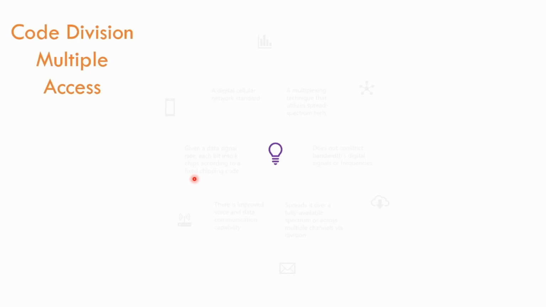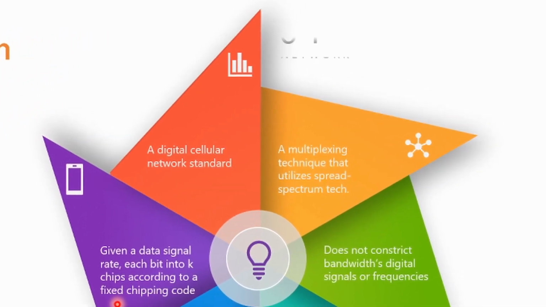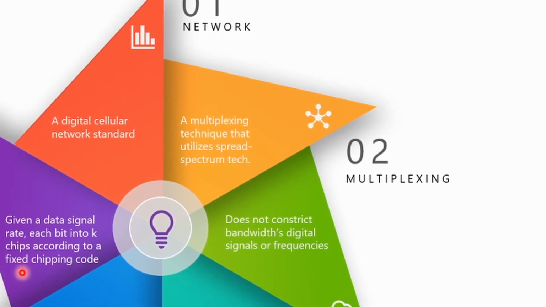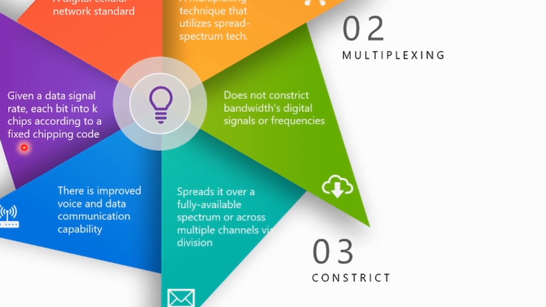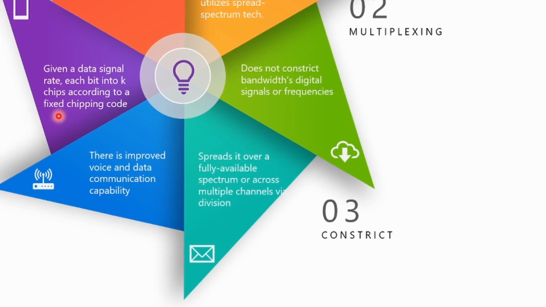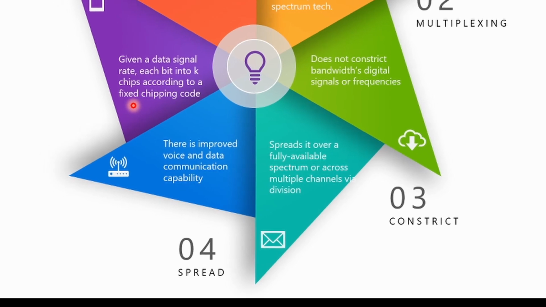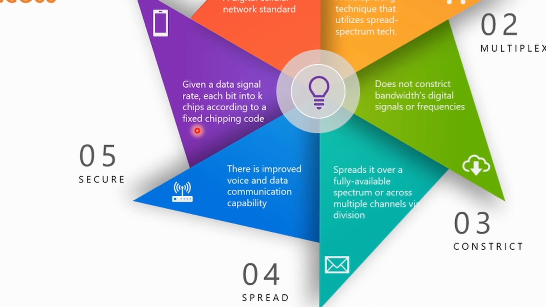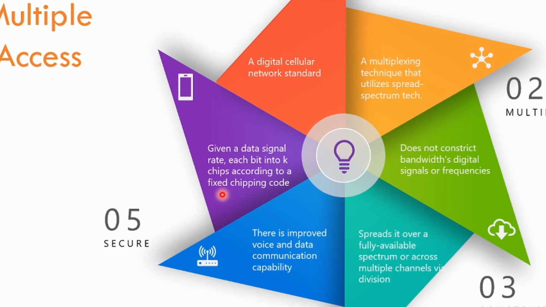Code Division Multiple Access. CDMA is a digital cellular network standard and a multiplexing technique that utilizes spread spectrum technology. This technology does not constrict bandwidths, digital signals, or frequencies, but spreads it over a fully available spectrum or across multiple channels via division. Thus, there is improved voice and data communication capability and a more secure and private line.